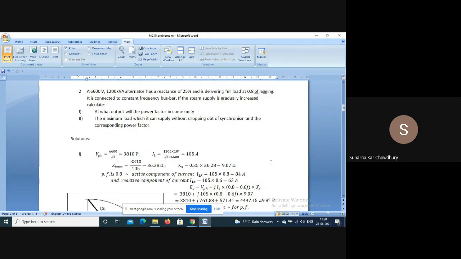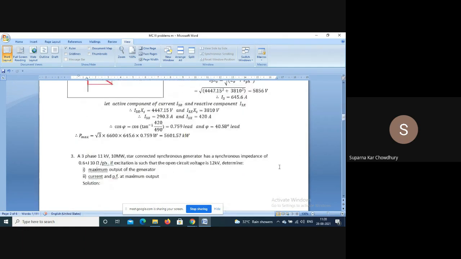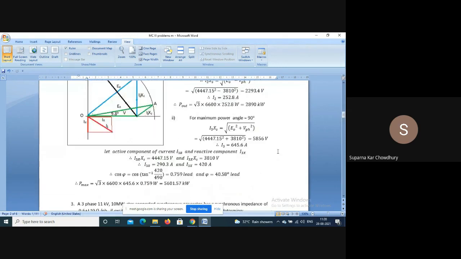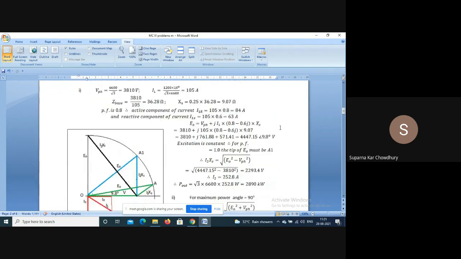So you can see that it is larger than the actual rating. So it is not the normal operating range of the machine. Now the next one is: what is the maximum power, that is, what is the maximum load which can be supplied without dropping out of synchronism, and the corresponding power factor.